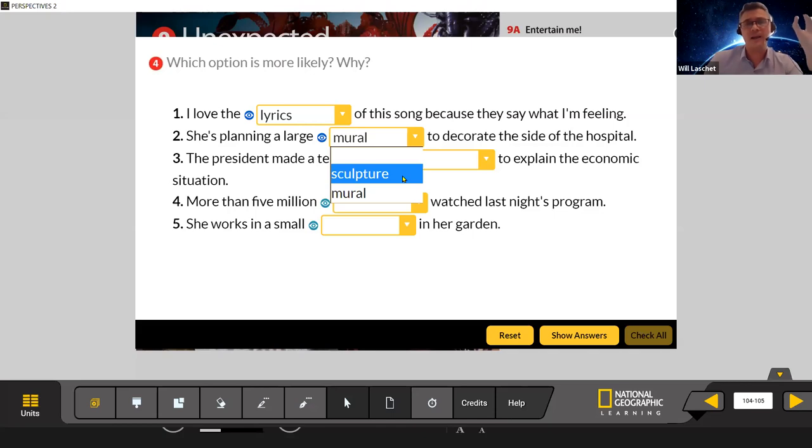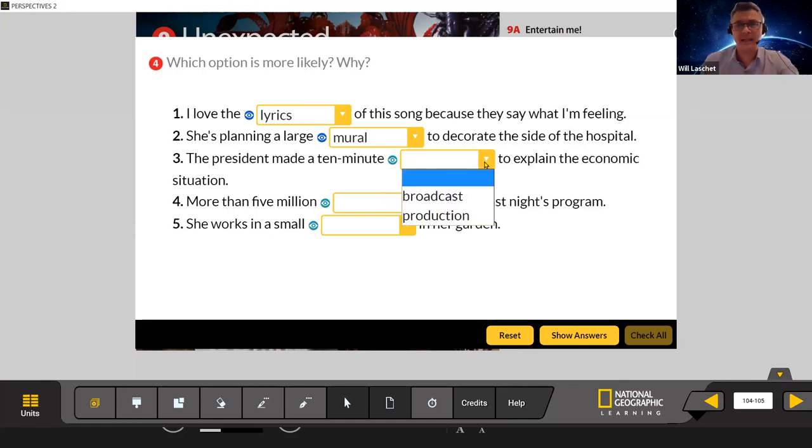So, you know, you could put it on the side of the hospital, but you don't usually put a sculpture hanging on the side. Usually a sculpture is standing on its own. So I think because it is the side of the hospital, it's suggesting we're covering the whole area. And that is exactly what a mural is. A mural is a painting on a wall. So the side of the hospital helps us with that. Let's try one more. So the president made a 10-minute, now we've got broadcast or we've got production to explain the economic situation. So what do we think for this one?